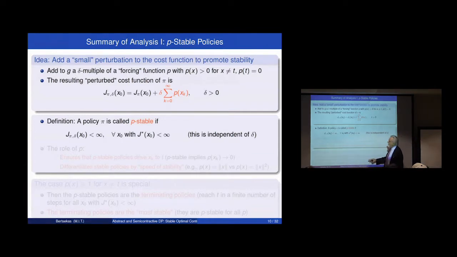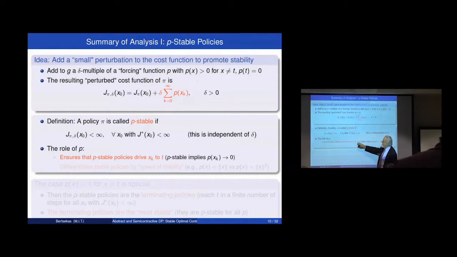And we say that a policy pi is p-stable if this combined objective is finite, which is equivalent to saying that both of this is finite and this is finite. So in particular, the definition of stability is independent of delta. It's true for every positive delta. So that's the definition of p-stability. And what is the role of this p? Well, first of all, it ensures that the p-stable policies drive xk to 0. This has to happen because p-stable means that this sum is finite, so the tail of the sum must go to 0.